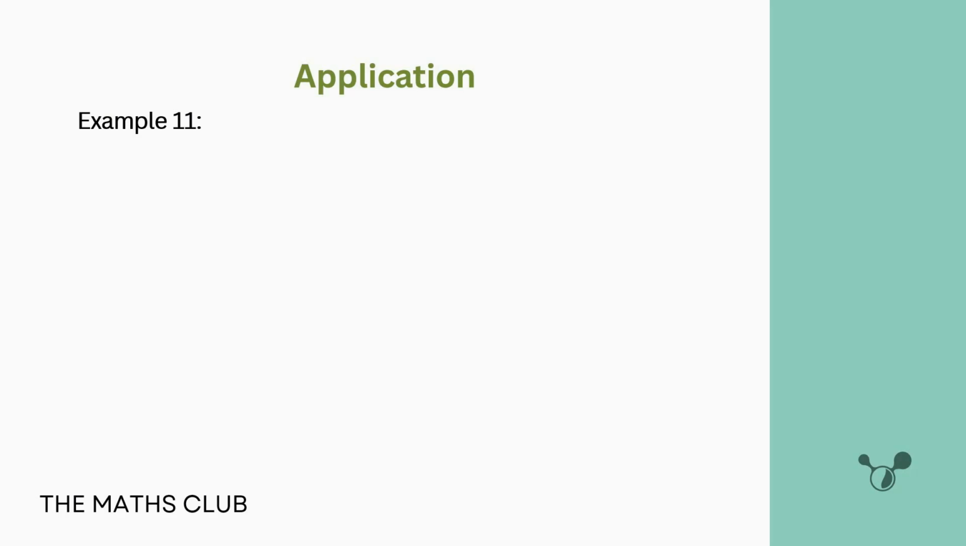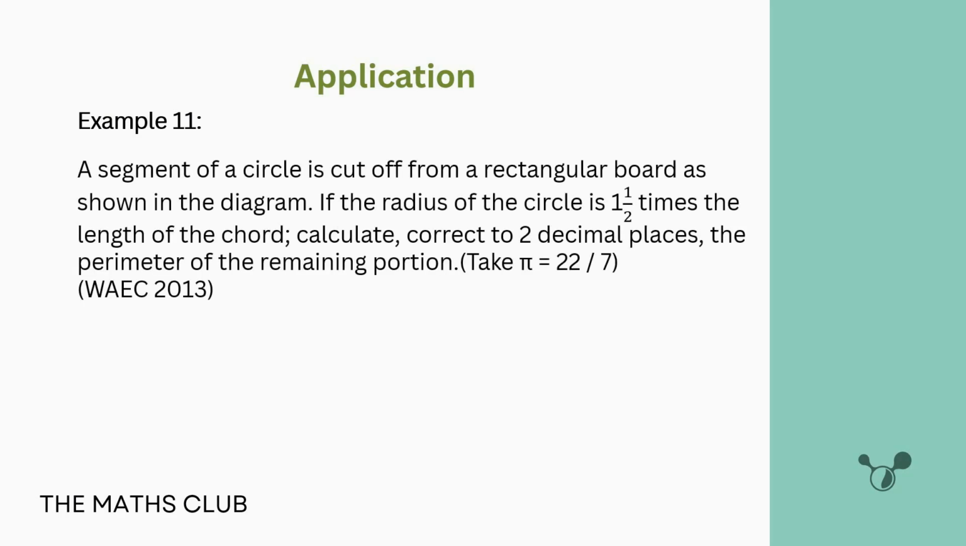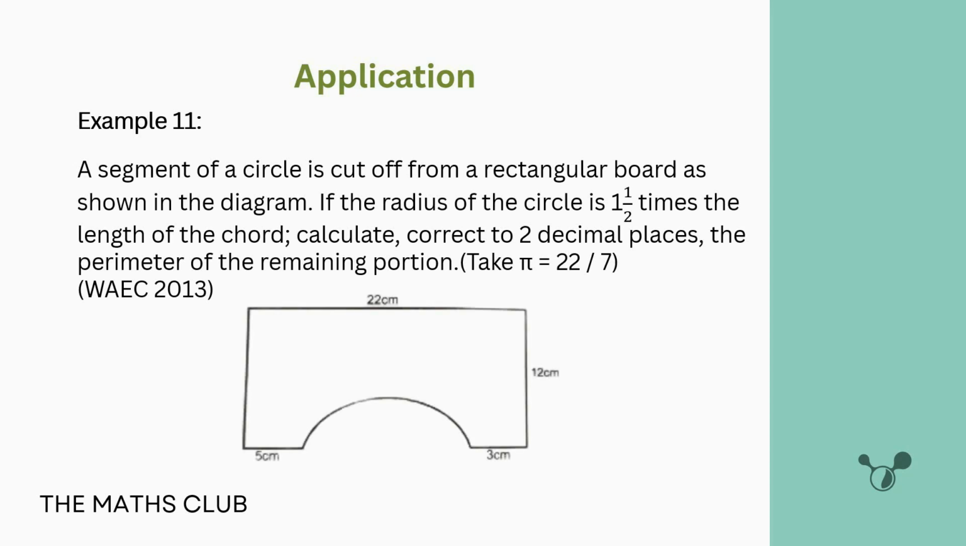Great. So this example 11 is an application question. It says that a segment of a circle is cut off from a rectangular board as shown in the diagram. If the radius of the circle is 1.5 times the length of the chord, calculate, correct to 2 decimal places, the perimeter of the remaining portion, and you should take pi to be 22/7. This is from WAEC 2013. I want you to pause the video and just try this out yourself.